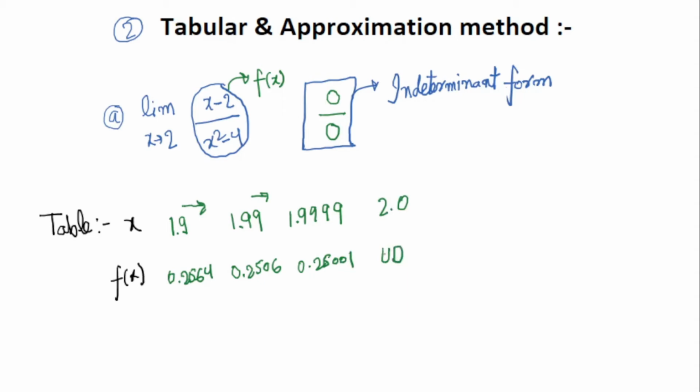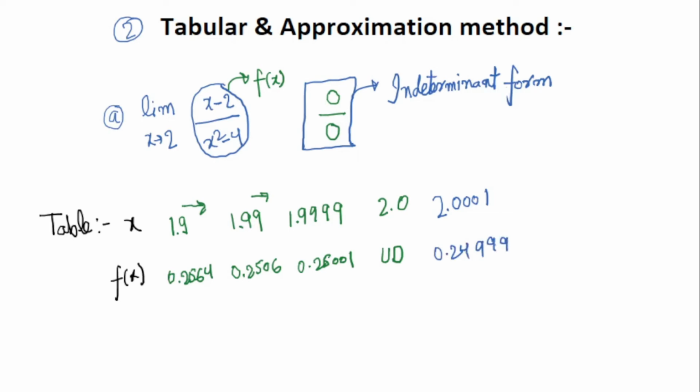But we know that at 2.0 the function is undefined. The function is undefined if we put x is equal to 2. But the approximation we have taken is slightly lesser than 2, and now we get the value as 0.25001. We need to take from both the sides. This is from the left side, and now we are going to see the function's value from the right side. We take an approximation slightly greater than 2, 2.0001.